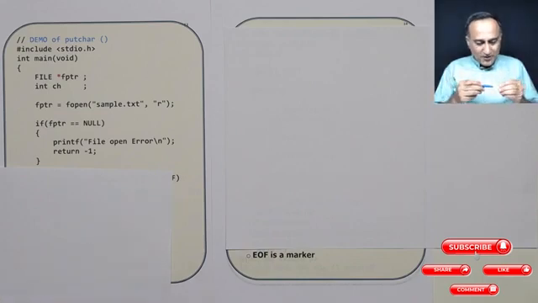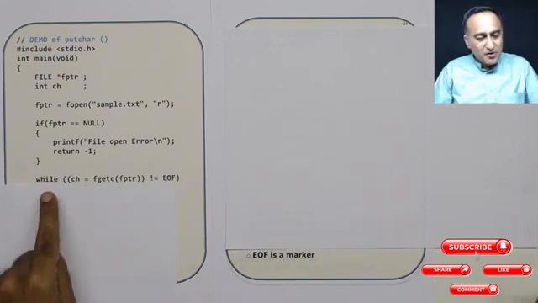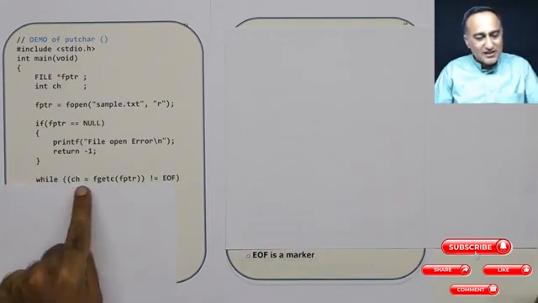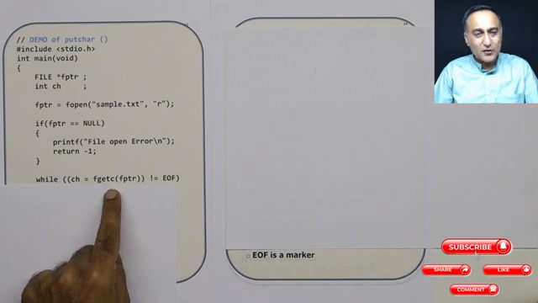So once you open the file, assume the file exists. Then what I am going to do here is use this function called fgetc. fgetc stands for from a file get me a character. C stands for character.